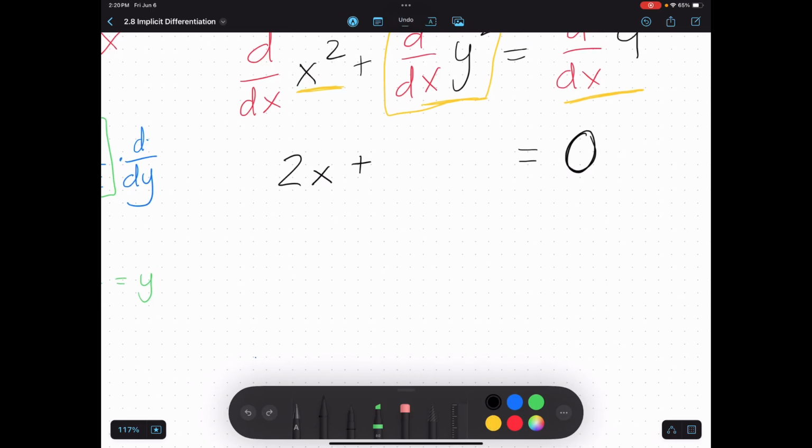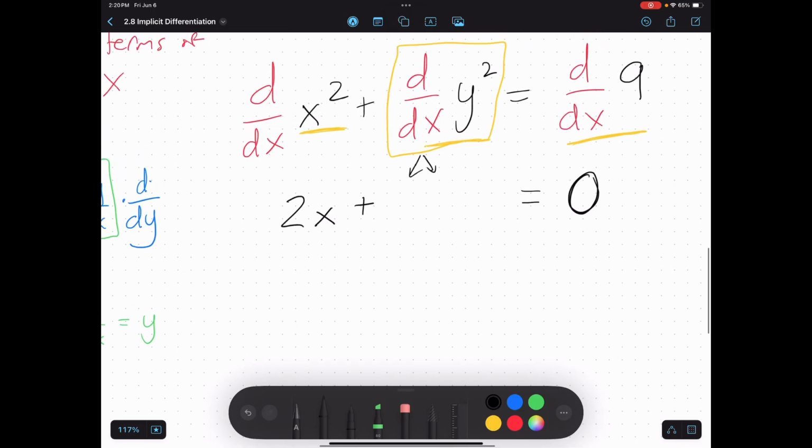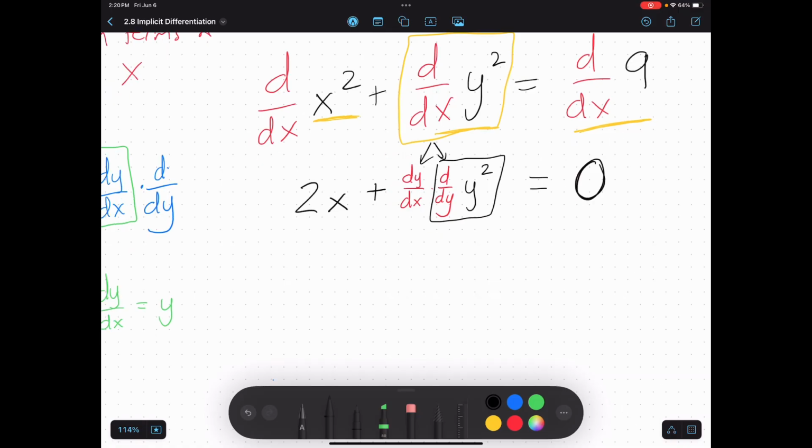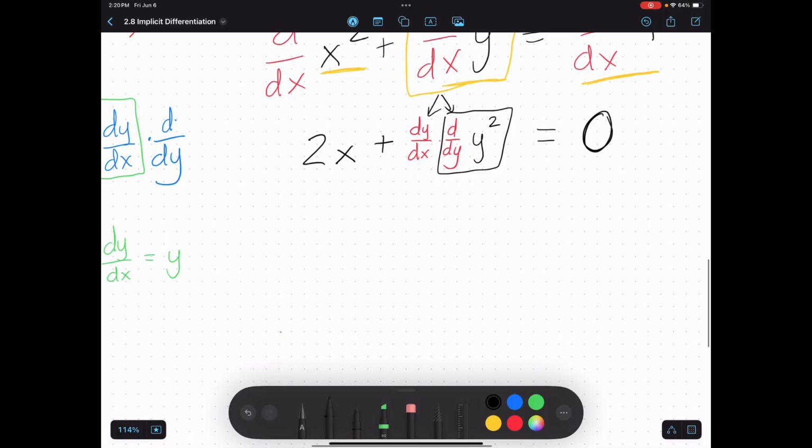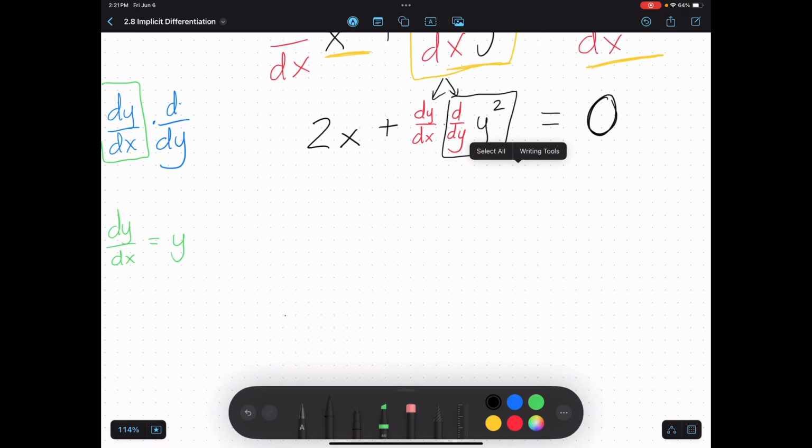Well, I can come over here and I can switch d over dx into dy over dx times d over dy evaluated for y squared. Now that means I can take the derivative of this in terms of y. What's the derivative of y squared if my variable that I'm looking at is y? It's just 2y. So I'm left with 2x plus, I could keep this as dy over dx, or I could also rewrite it as y prime. Either one. I usually like doing y prime because it's less writing, but you can keep it as dy over dx if you want to. And then like we said, the derivative of y squared is just 2y.